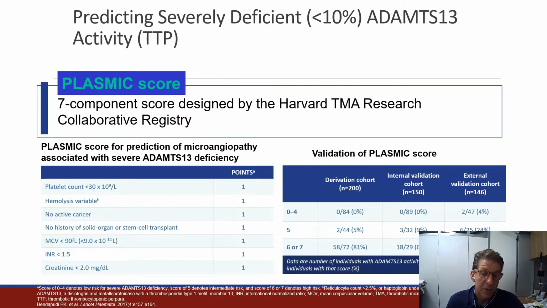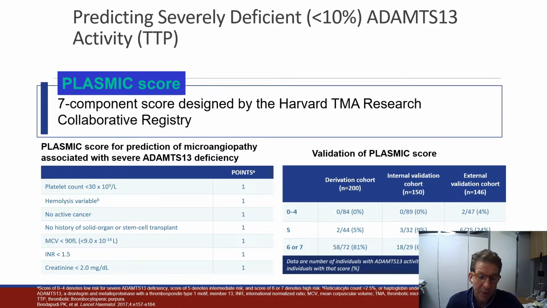This PLASMIC score has become very helpful. It's developed by the Harvard TMA Research Collaborative Registry and really allows physicians to predict the likelihood of a severe ADAMTS13 deficiency being present, and the need to start plasma exchange therapy. But I think you can also see it's really based upon the same data I showed previously: a platelet count less than 30,000, evidence for hemolysis, no active cancer which can cause a TMA, no stem cell or organ transplant, and evidence of renal injury, so a creatinine less than 2.0 milligrams per deciliter.